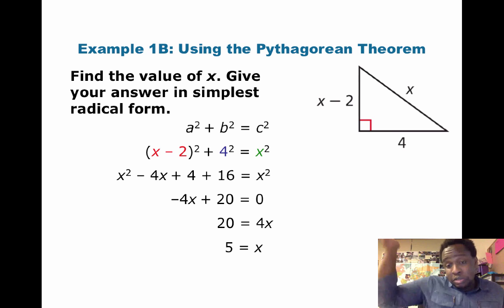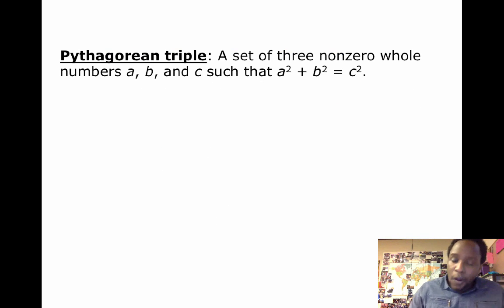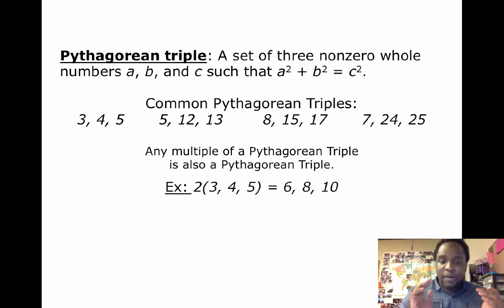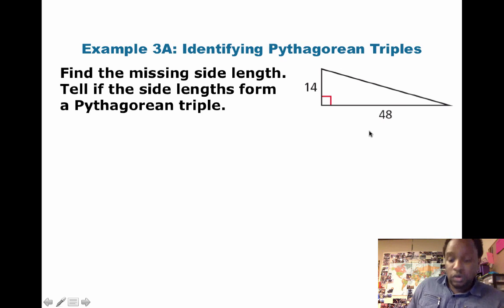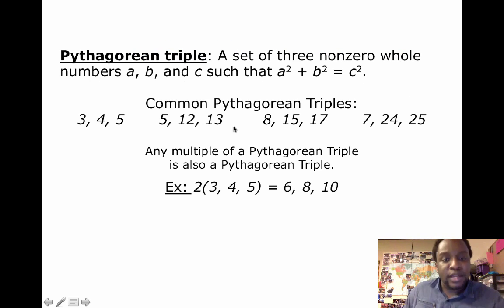The radical is invisible. All right, so that is solving using the Pythagorean theorem, but there's also something called Pythagorean triplets. And a Pythagorean triplet is a set of 3 non-zero whole numbers, so a, b, and c, such that a squared plus b squared equals c squared. So the common Pythagorean triplets are 3, 4, 5; 5, 12, 13; 8, 15, 17; and 7, 24, 25. I highly recommend memorizing these 4 Pythagorean triplets.